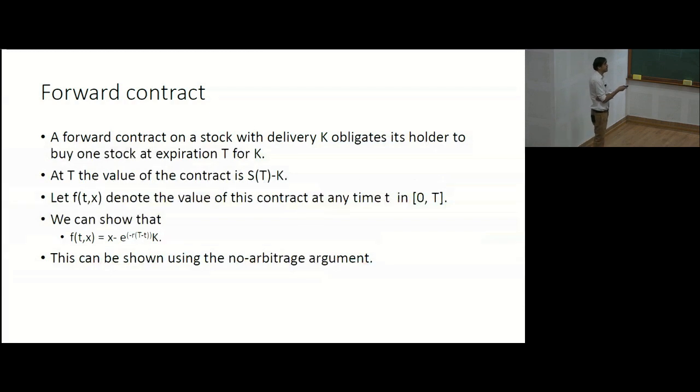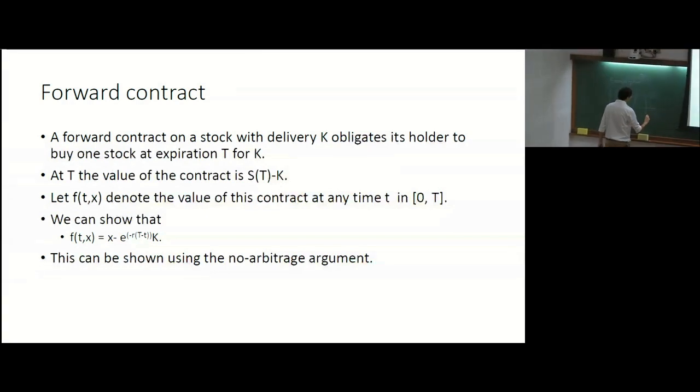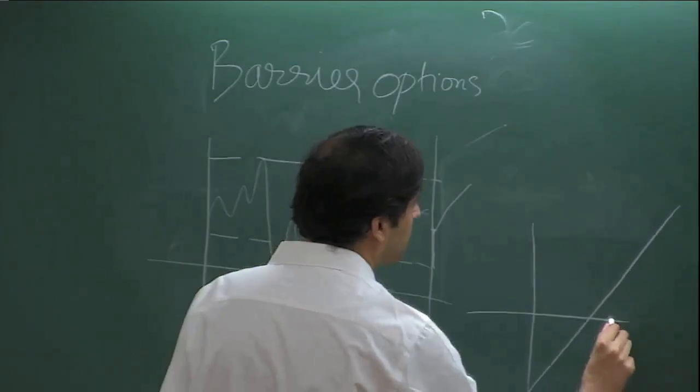So what is the difference between a forward contract and an option? You have an obligation here, right? Even if the stock price goes below K, so you can buy the stock in the market at a cheaper rate, you would still have to buy from this guy at a higher rate, right? So the value of this contract can be negative at the expiry, right? At the expiry, the payoff of this forward contract will look something like this.